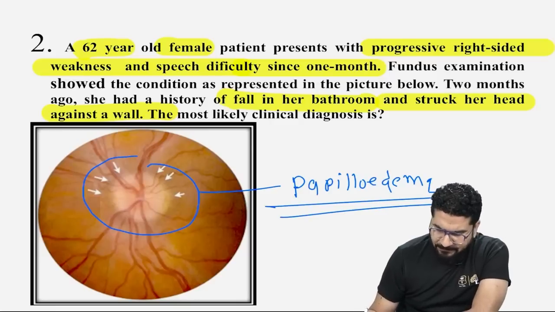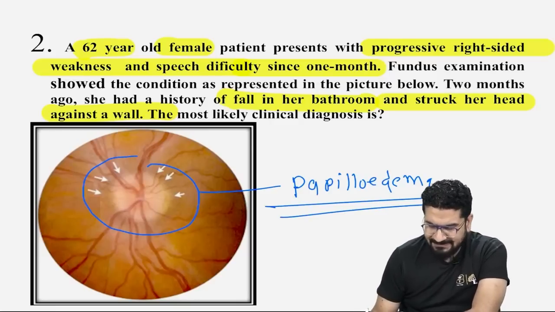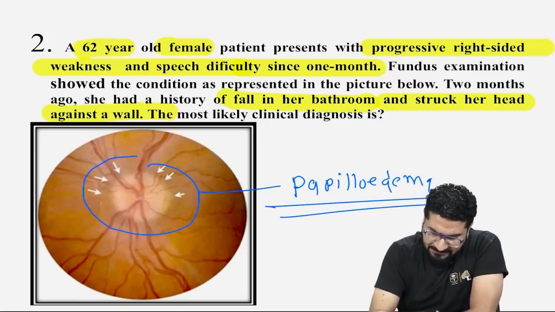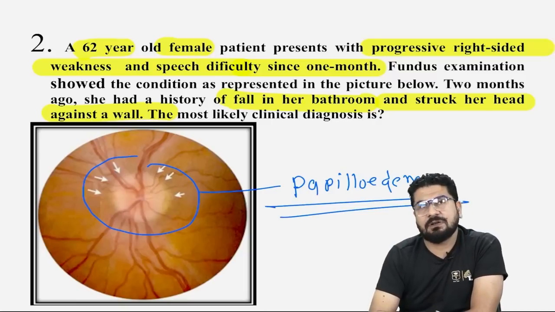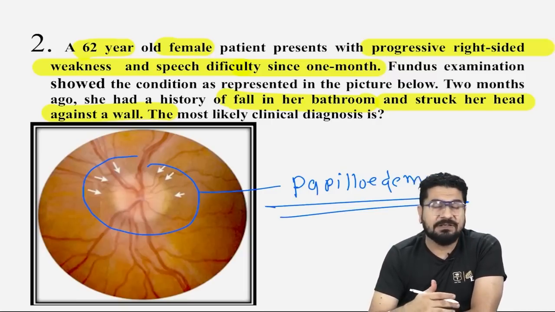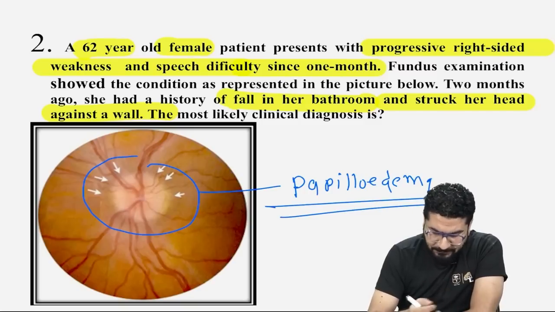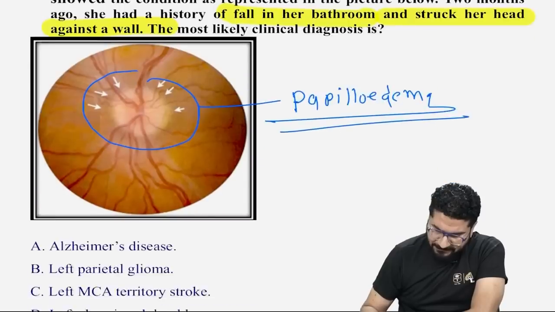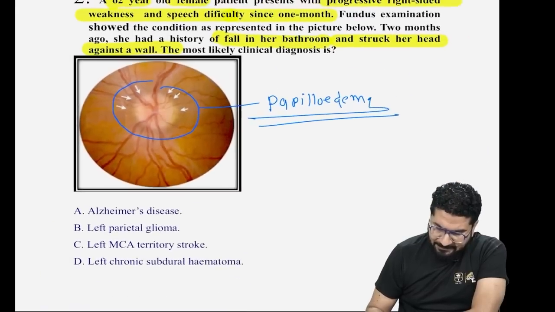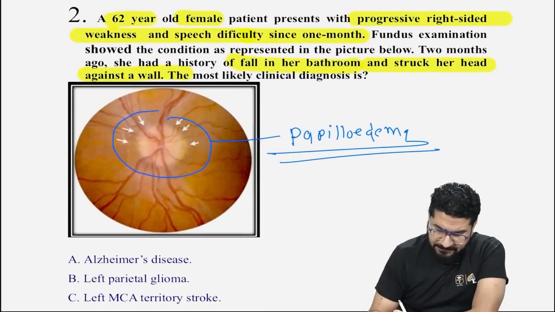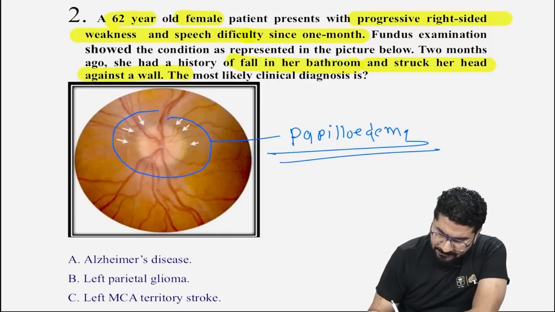Most likely diagnosis? By looking at this question, you can see the patient is having papilledema. Papilledema can occur due to hypertension. It can also occur due to some sort of bleed when intracranial pressure is raised. Let's see the options. Can it be due to Alzheimer's disease? Remember, Alzheimer's disease will present with more memory impairment. So this is not the answer. There is nothing like that.